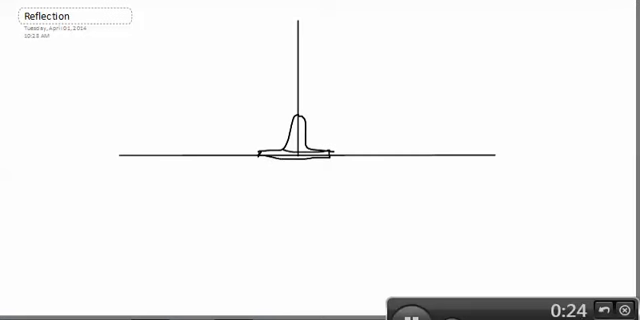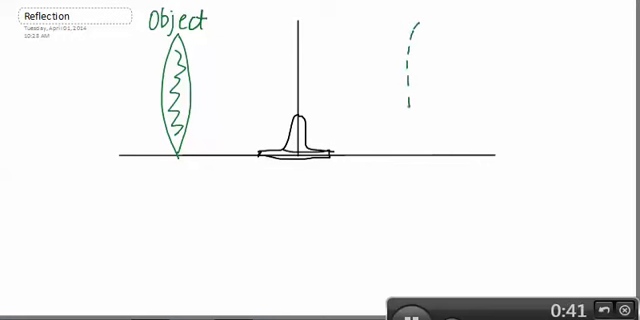So you put an object in front of the mirror. So here was the object here. Call that the object. And what did you see? What's the fancy word? The image. And I made it all dotty dot because it's not really there, right? Isn't that the image?